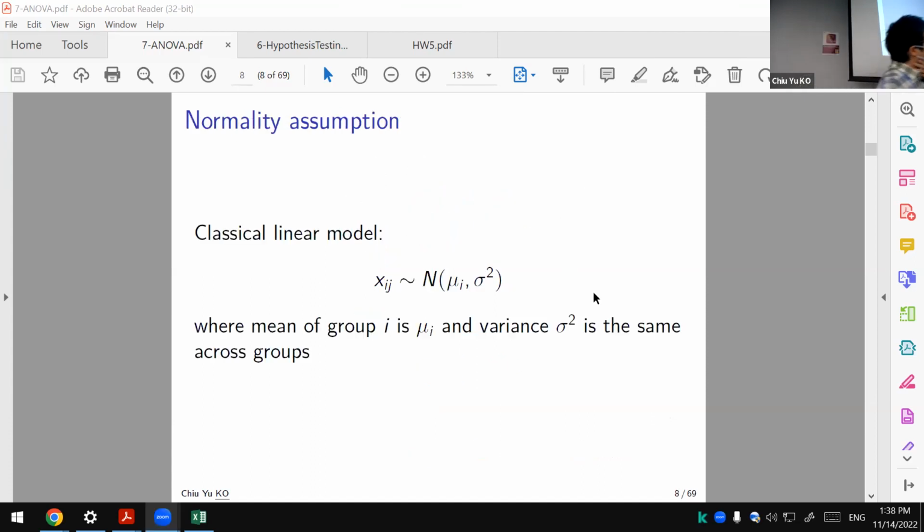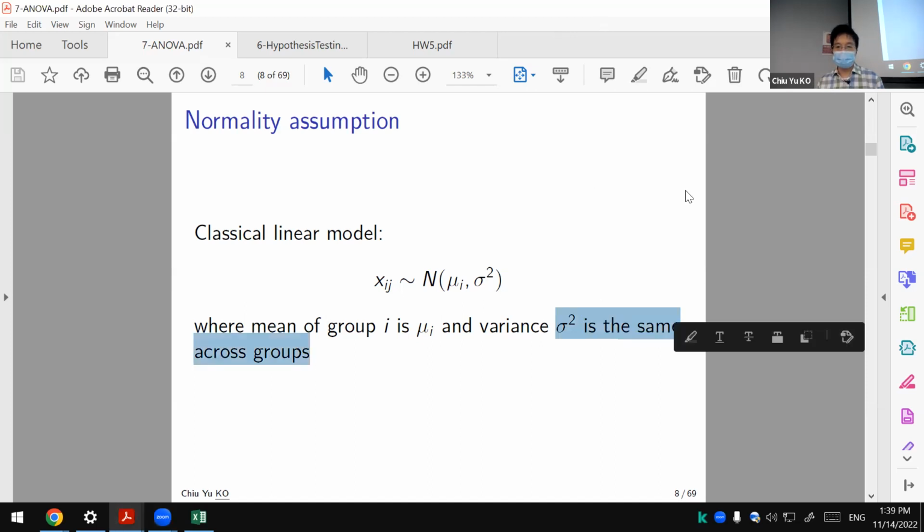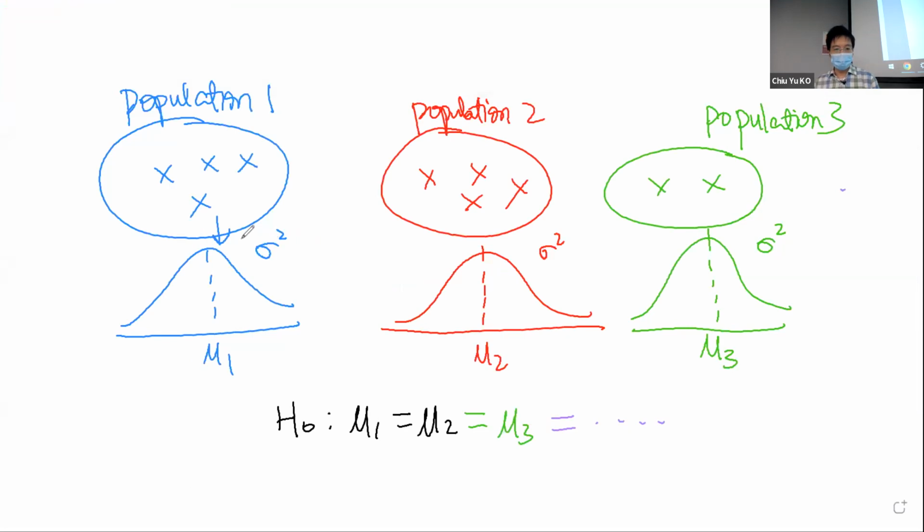So we will have a classical model, which means that everything follows the bell curve. We have the same sigma. That is exactly what we have here: each group has the same variance, and potentially we want to see whether they have different means or not. So this graph is summarizing the setup of ANOVA.